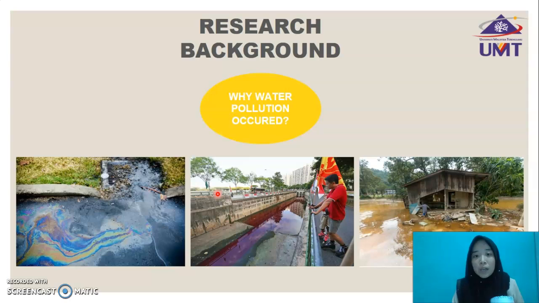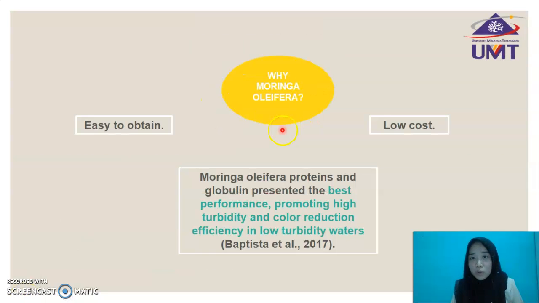So we have come up with another solution, which is to use a natural adsorbent to purify the water. For example, in my FYP project, I will use Moringa oleifera. But why do I use Moringa oleifera? Because it is very easy to obtain and low cost. Baptista et al. in 2017 also stated that Moringa oleifera proteins and globulin presented the best performance, promoting high turbidity and color reduction efficiency in low turbidity waters.